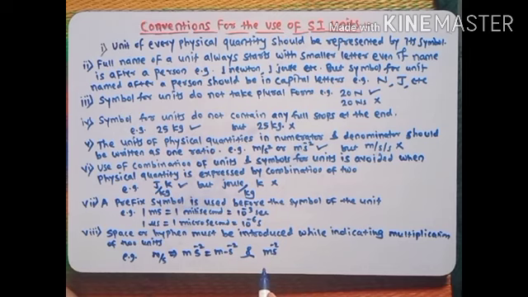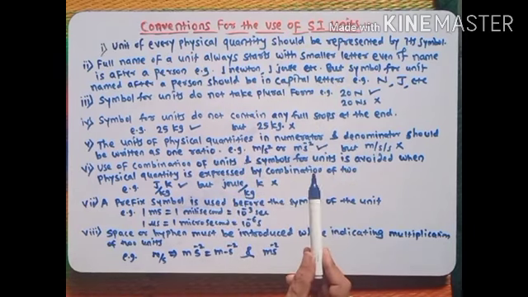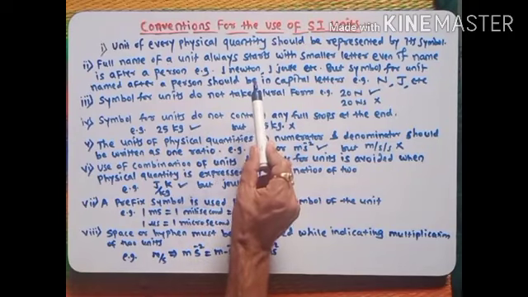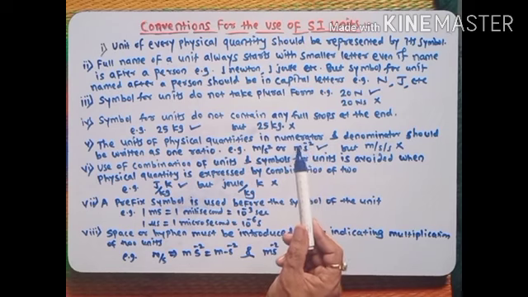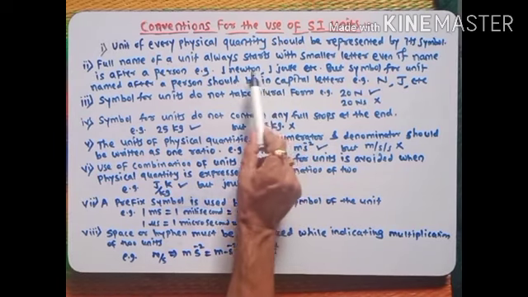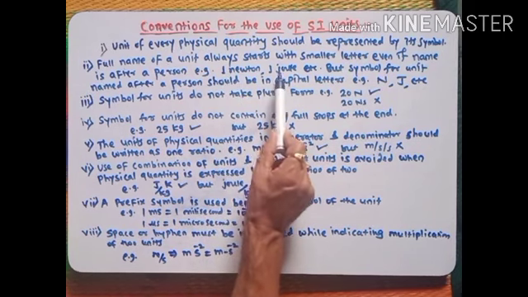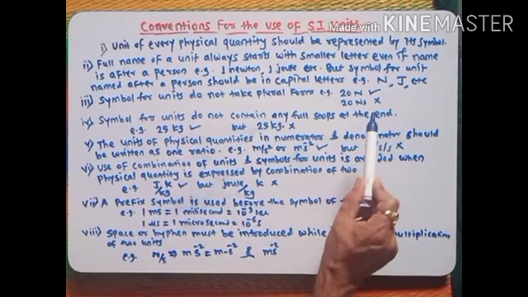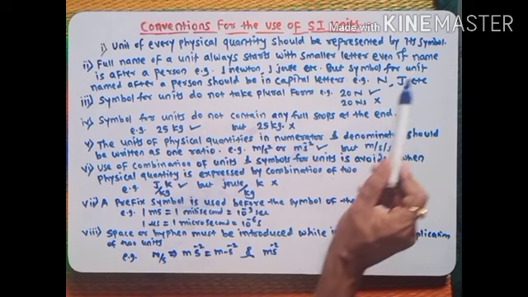These are the 8 rules, we will see them again. The unit of every physical quantity must be represented by its symbol. Then the full name of a unit always starts with a smaller letter, even if named after a person. That means see newton and joule, these are persons, but we write a small n here, small j here, 1 newton, 1 joule. But the symbol for a unit named after a person should be in capital letters: N for newton, capital J for joule.